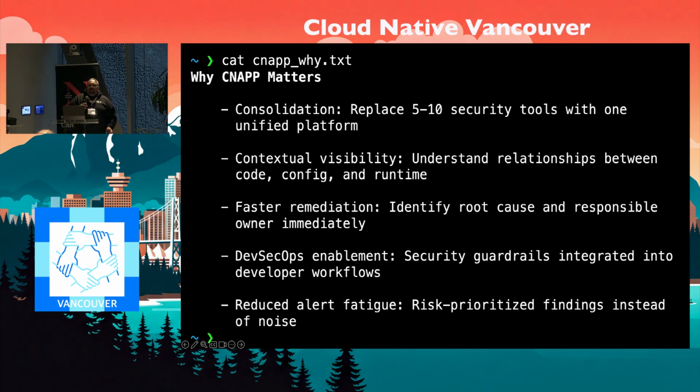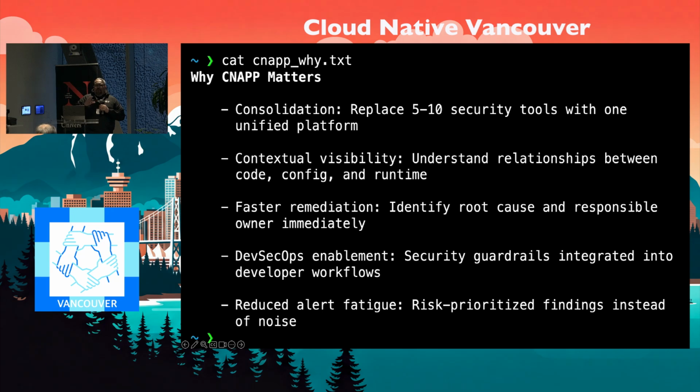It also has all the hooks and APIs to be integrated into your CI/CD pipeline, and in that way reduce the alert fatigue, so you can prioritize the things that really matter.